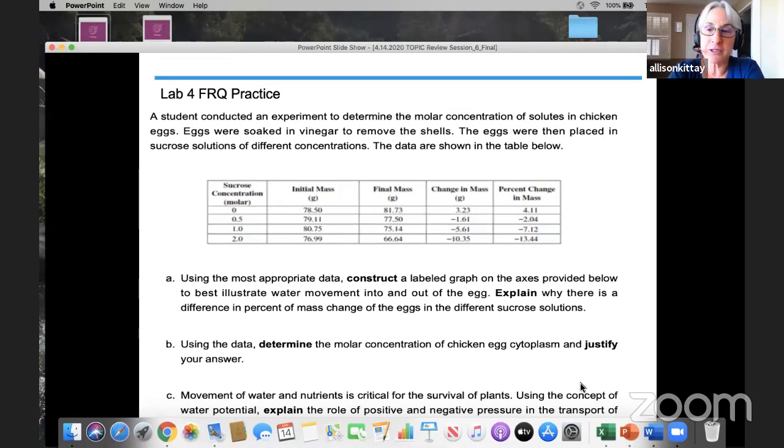And then finally, this brings it around to why this water potential concept is so important in living things. Movement of water and nutrients are critical for the survival of plants. Using the concept of water potential, explain the role of positive and negative pressure in the transport of water and minerals.